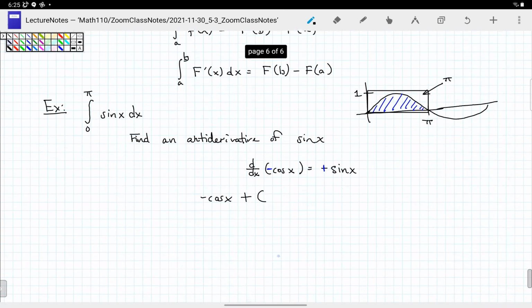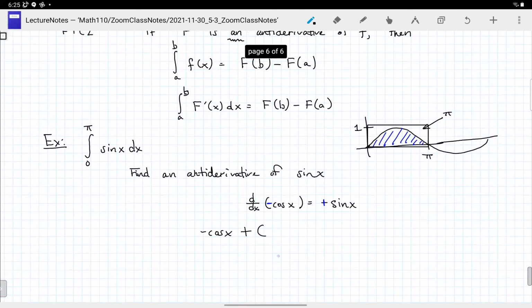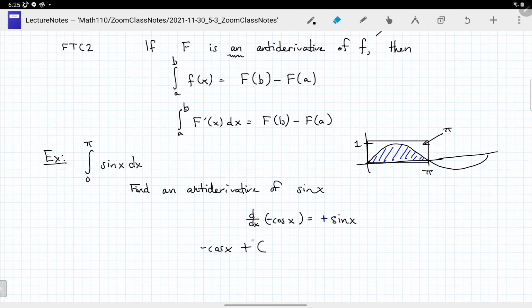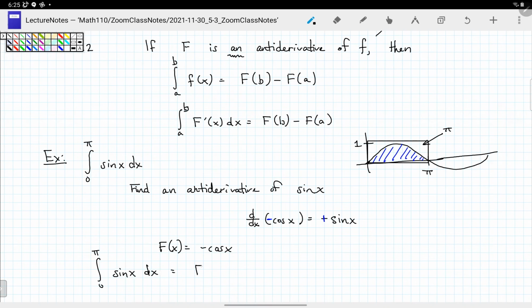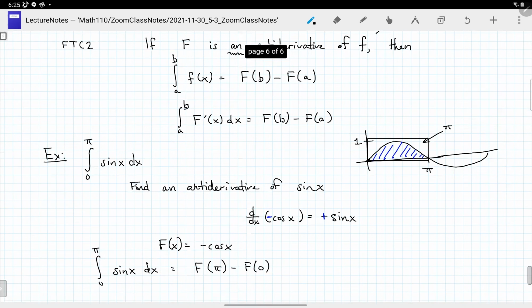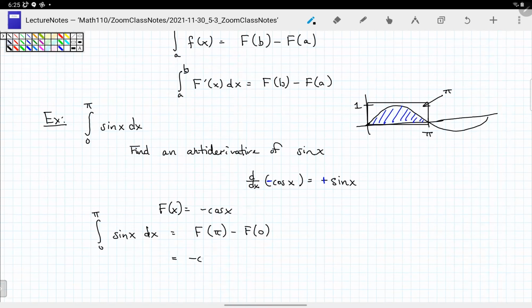So let's take capital F of x to be just negative cosine of x. And this tells us from the Fundamental Theorem of Calculus statement 2, the integral from 0 to pi of sine of x dx is capital F of pi minus capital F of 0, which is going to be negative cosine of pi minus negative cosine of 0.